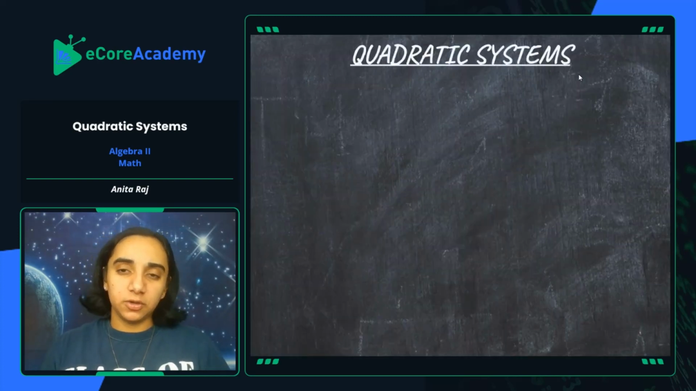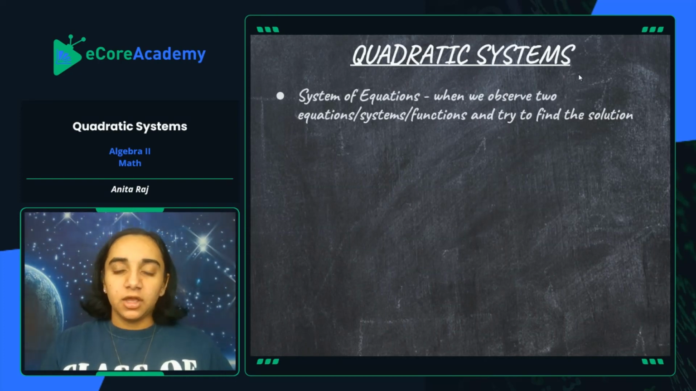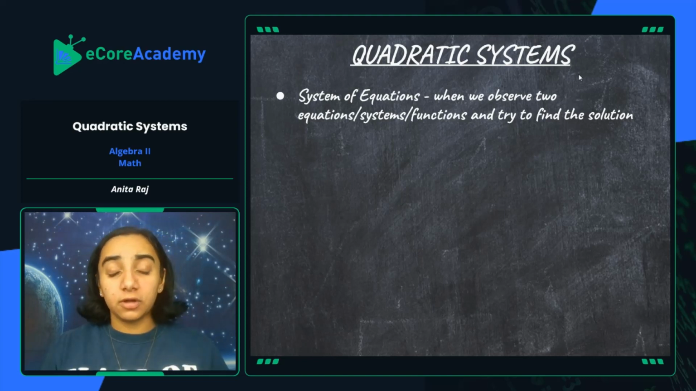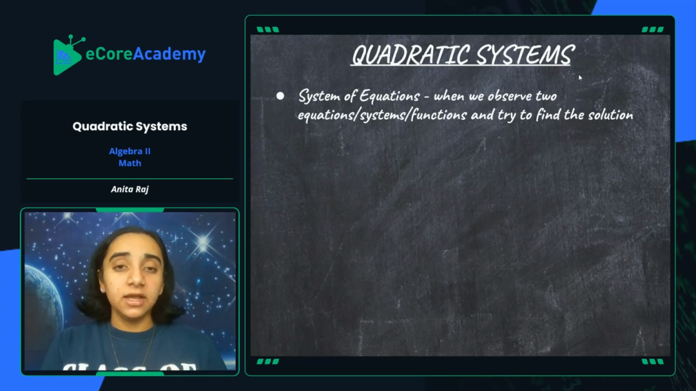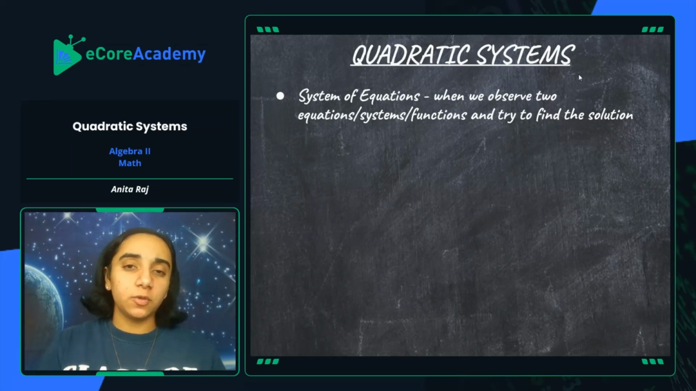So first, I'm going to be going over what quadratic systems are. Before we even get into what a quadratic system is, let's review what a system of equations is. It's when you observe two equations, systems, or functions and try to find the solution. You probably all remember from Algebra 1 where we investigated linear systems of equations. So where you had two lines on a coordinate plane, and then you're trying to see where they intersect. And their points of intersection indicate the solutions to the solution set. So the solution set is a coordinate that makes both of the equations true.